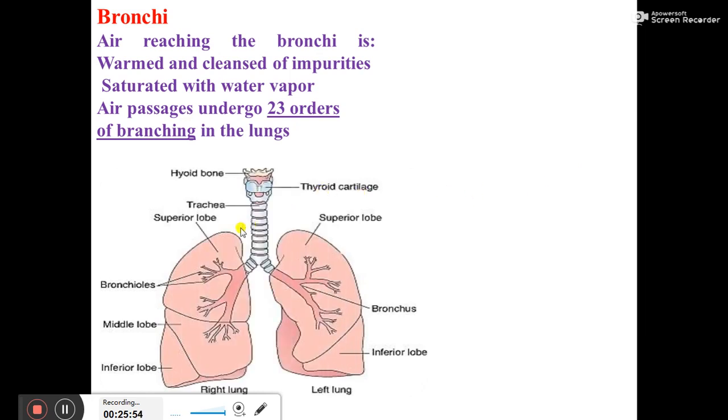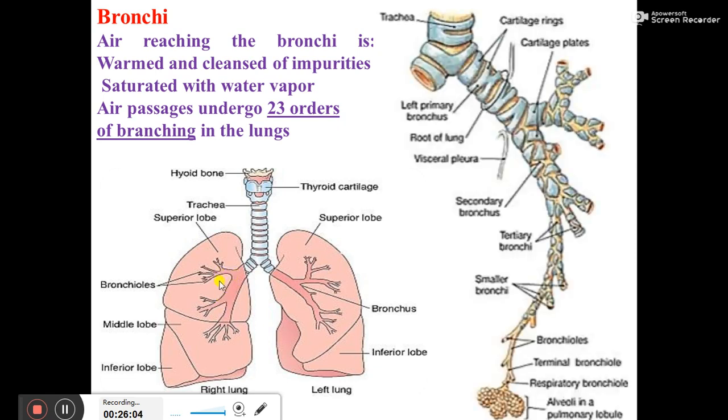Here you should know that the trachea divides into the primary bronchi, and each primary bronchus enters into the respective lung, and in the lungs again it shows branching, and all the branches go to the respective lobes. Air reaching the bronchi is warmed and cleansed of impurities, and it is also saturated with water vapor. Air passages undergo 23 orders of branching in the lungs. This is the main part which you should know.